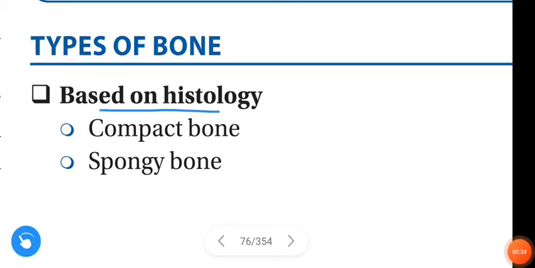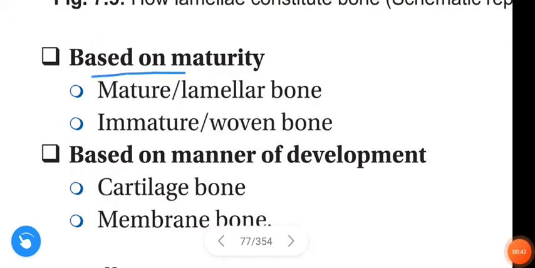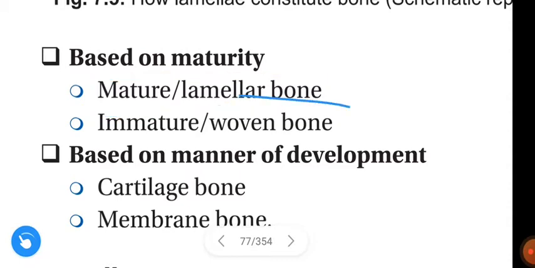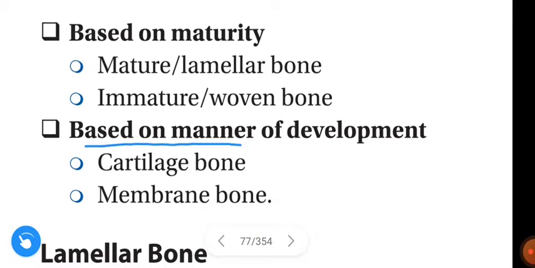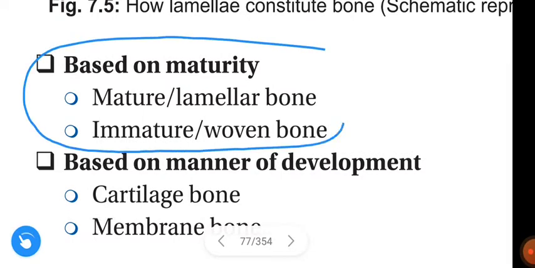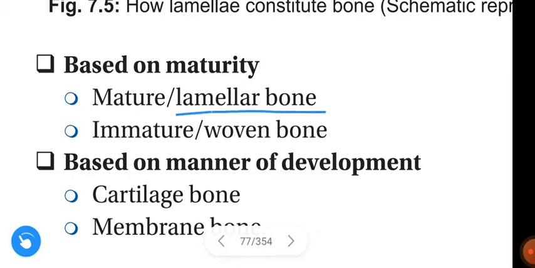Based on histology, the bone is divided into two types, compact bone and spongy bone. Second, based on maturity, the bone is divided into two types, mature bone and immature bone. The mature bone we call the lamellar bone, and the immature bone we call the woven bone. Next, based on manner of development, the bone again divides into two types, cartilage bone and membrane bone. In this video we are going to talk about the classification based on maturity, that is lamellar bone and woven bone.